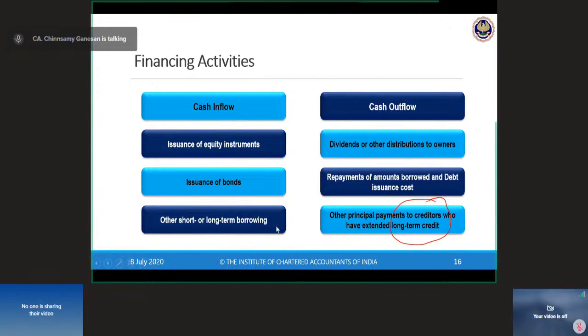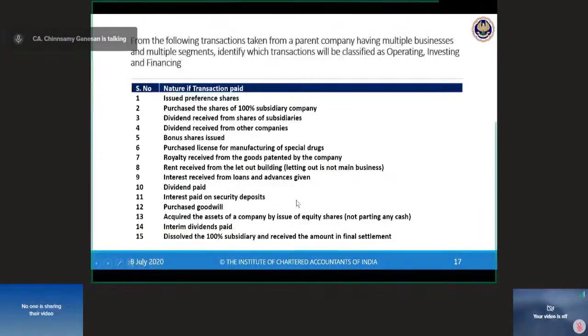I have seen this particular case in a very, very old question paper. That is the reason why I picked it up. Now we have understood operating activity, investing activity, and financing activity. Let us have a combined scenario: whether each of these is operating activity, investing activity, or financing activity.